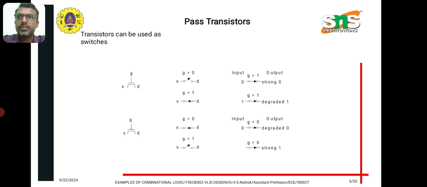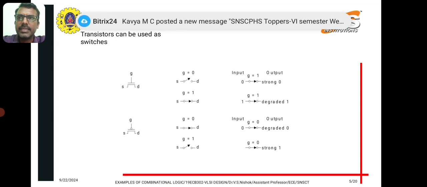Coming to several examples, transistors can be used as switches. Shown here, the above diagram shows the NMOS transistor and the below one shows the PMOS transistor. We are starting with the NMOS transistor. When the control signal G is 0, the transistor will be off and there will be no flow of signal between S and D. Similarly, if the control signal is equal to 1, then the circuit will be closed and there will be a flow between S and D.